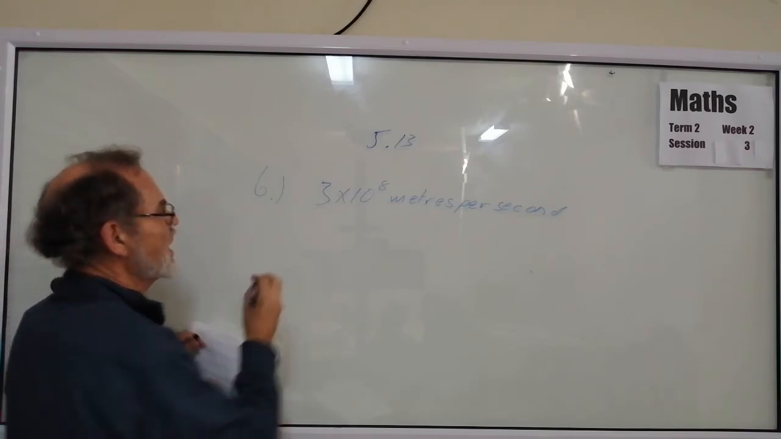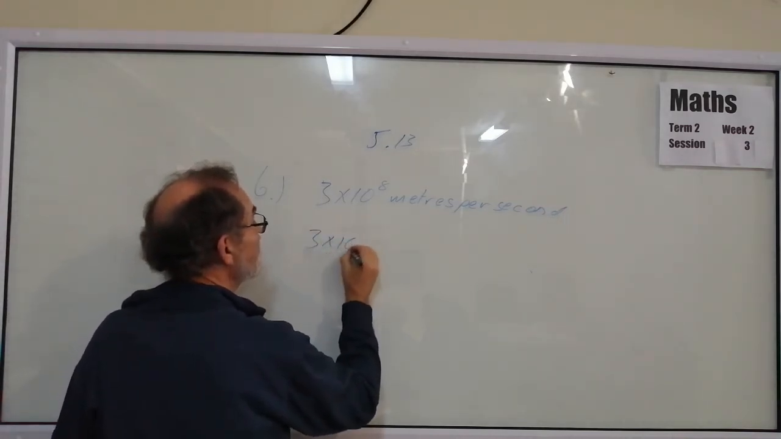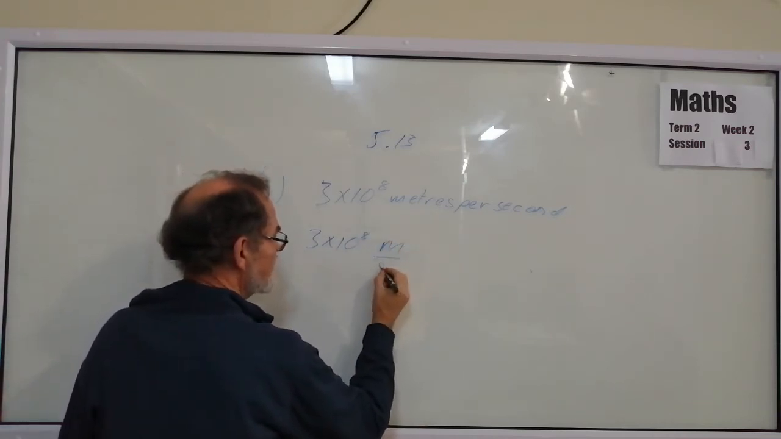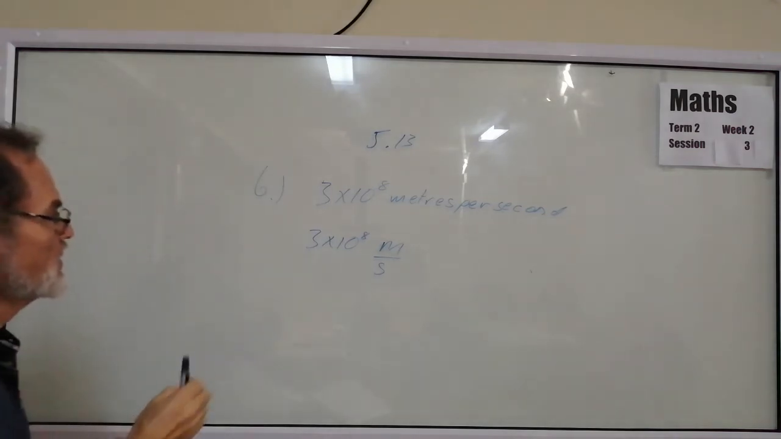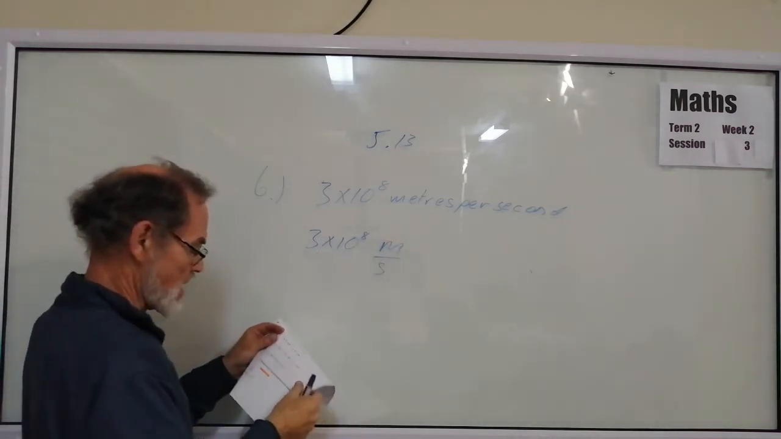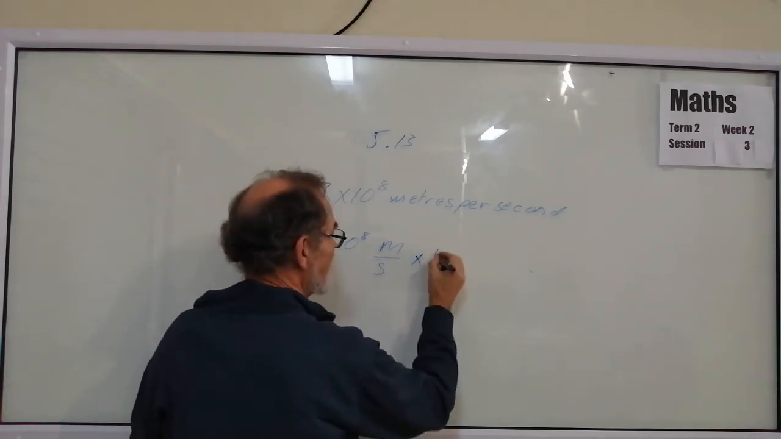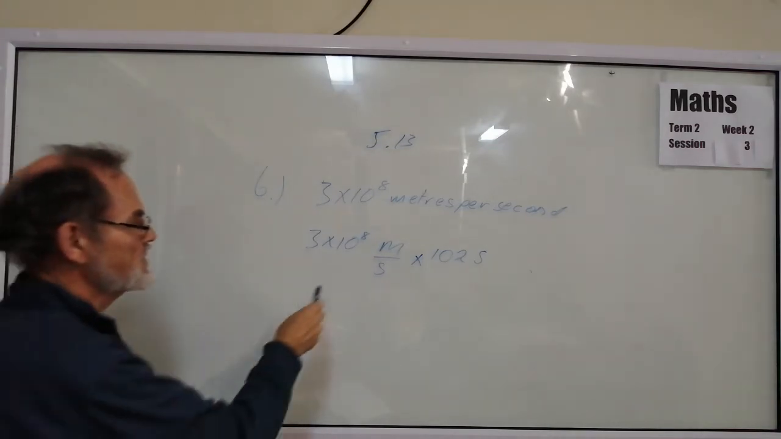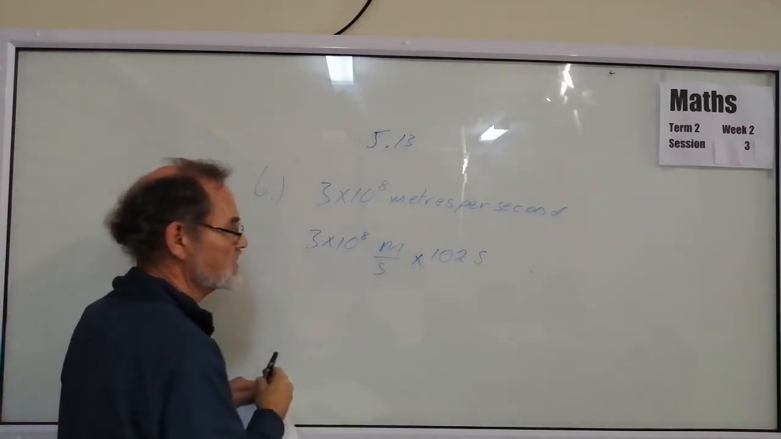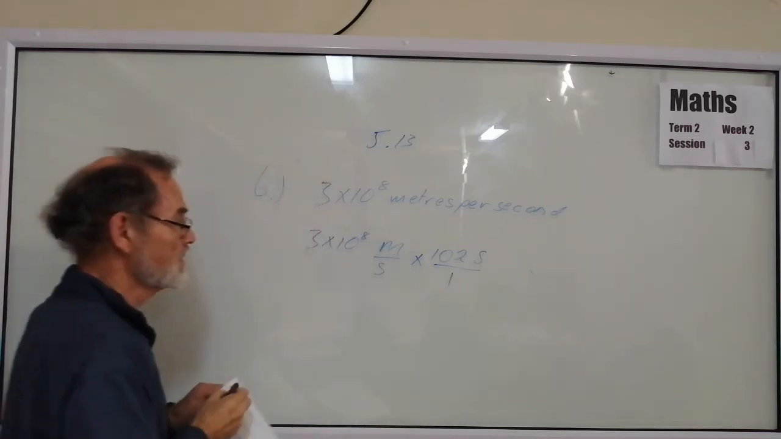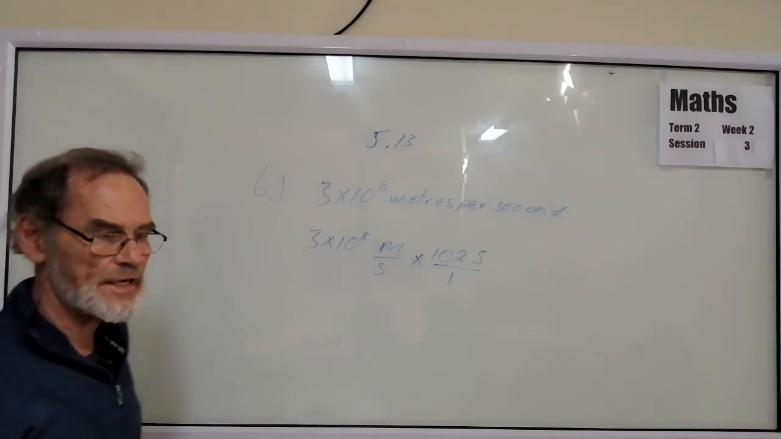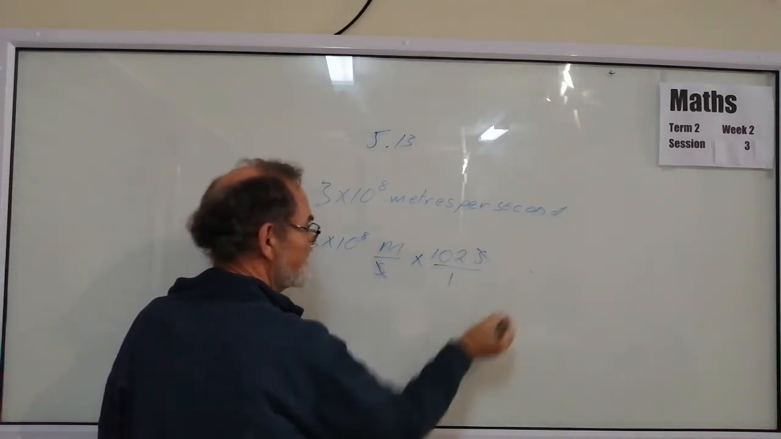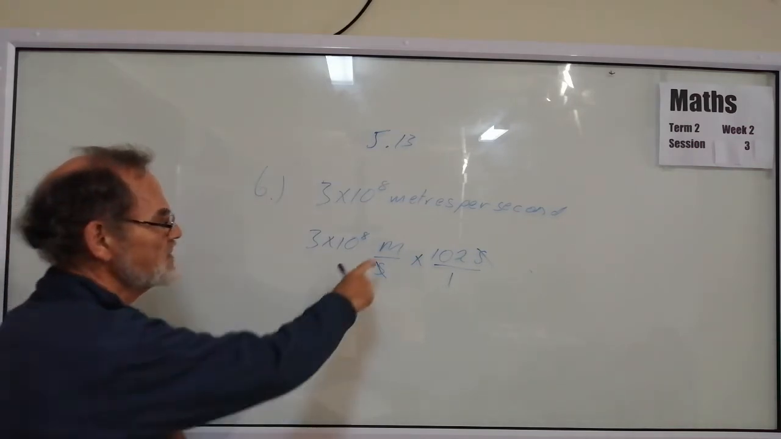So what I do is I write 3 times 10 to the 8 meters per second. Then I multiply this by 102 seconds. If you look at the units here, there's meters per second and there's seconds. This is actually over 1. You can cancel units just like you can cancel numbers. There's an S here and an S here. Seconds cancels with seconds. It disappears and your answer is in meters.